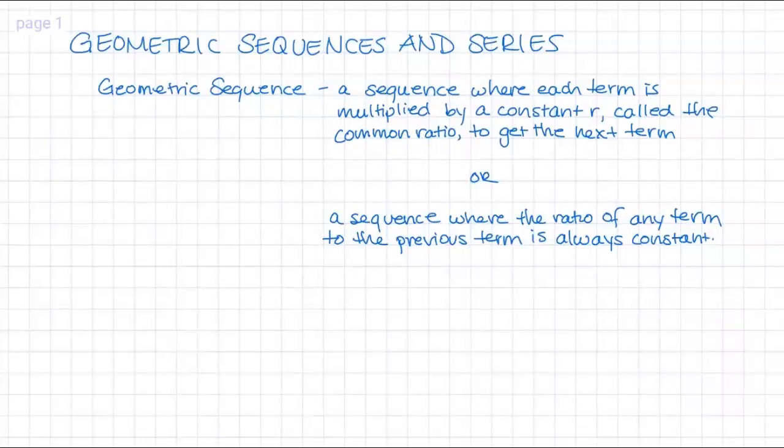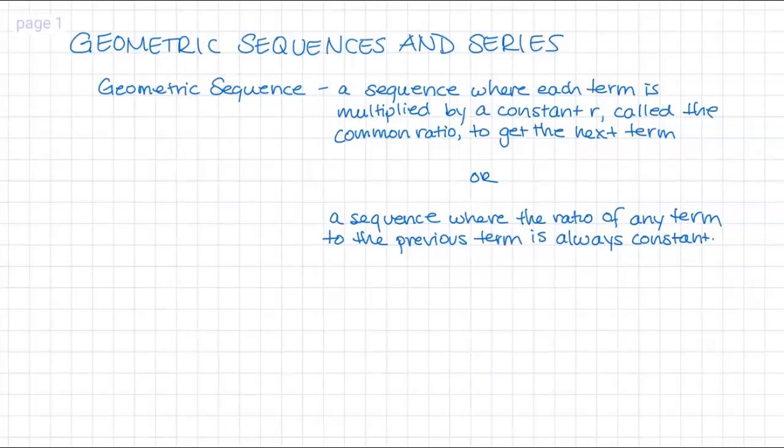All right, so this week's topic is geometric sequences and series. And so I've got the definition up here. A geometric sequence is a sequence where each term is multiplied by a constant r, called the common ratio, to get the next term. Or you can think of it as a sequence where the ratio of any term to the previous term is always constant.